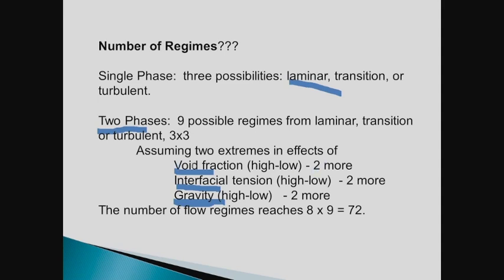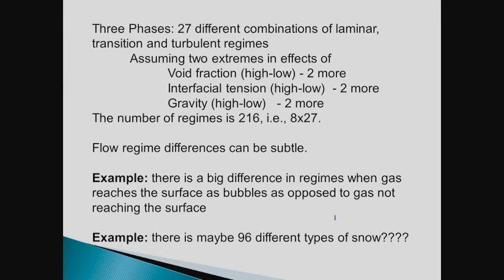Say we have 2 different flow regimes for void fraction. There's probably a lot more than 2, but for these calculations let's just pick 2. For interfacial tension, let's say there's 2, one high and one low. And gravity, we'll say there's 2 as well. So 2 times 2 times 2 gets 8, times 9, and we have 72 different process flow regimes. It gives you an idea of what level of difficulty you may have.